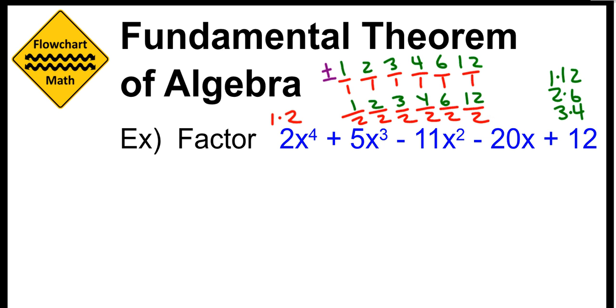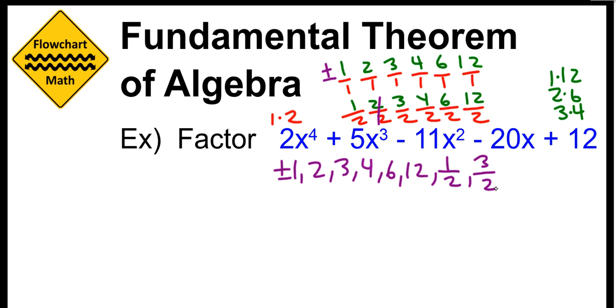Cleaning this up a bit, we would have plus or minus 1, just reduce all the numbers, plus or minus 2, plus or minus 3, plus or minus 4, plus or minus 6, plus or minus 12. Then the second row, plus or minus 1/2. But then you would notice 2 over 2 reduces to 1, and I've already got that. 3/2. 4 over 2 reduces to 2, 6 over 2 reduces to 3, 12 over 2 reduces to 6. So I've got all those. Okay, now I haven't even factored yet. All I've done is said these are the possible zeros for the polynomial.